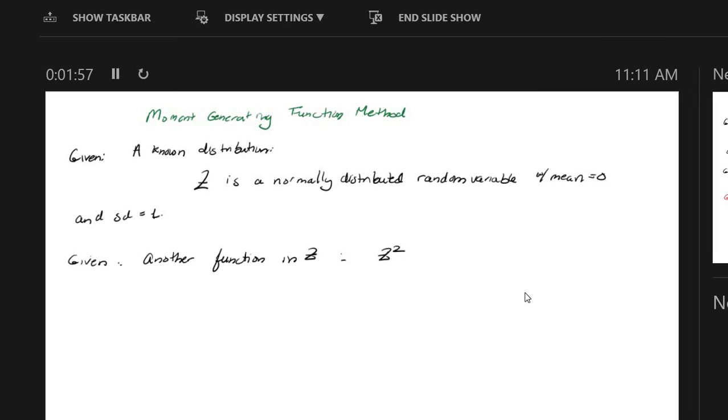I can actually see Colonel Watts making up a problem like this. You're given that z is normally distributed. So z is a random variable, normally distributed, with mean 0 and standard deviation 1. You're given another function in terms of z squared, and you're asked to find the PDF of z squared.